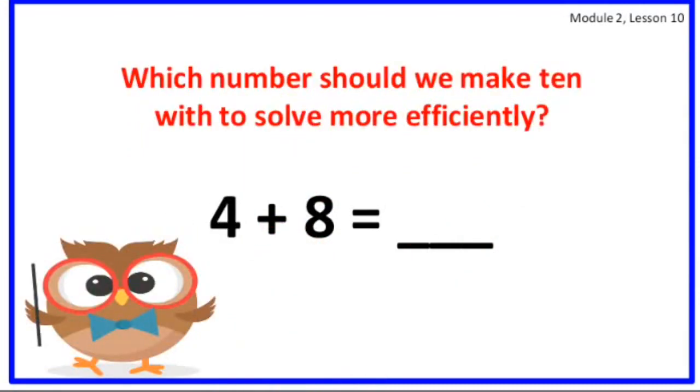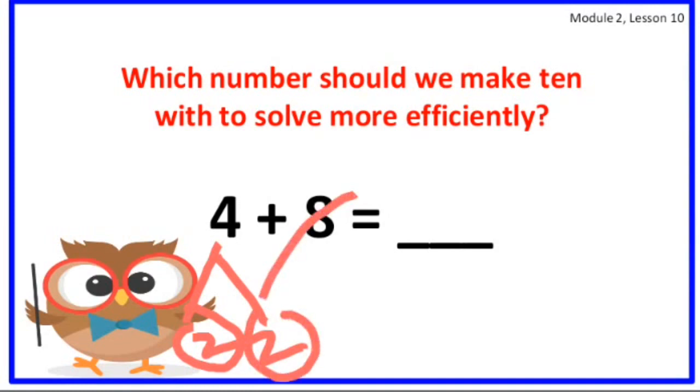Which number should we break into a number bond to make 10 and solve more efficiently? That will be 4, because I can share my 4 into 2 and 2, and make my 10 with 8. That will be easier because 4 will give me smaller numbers to work with. But if I use 8, I will have bigger numbers to work with. So let's use the 4.